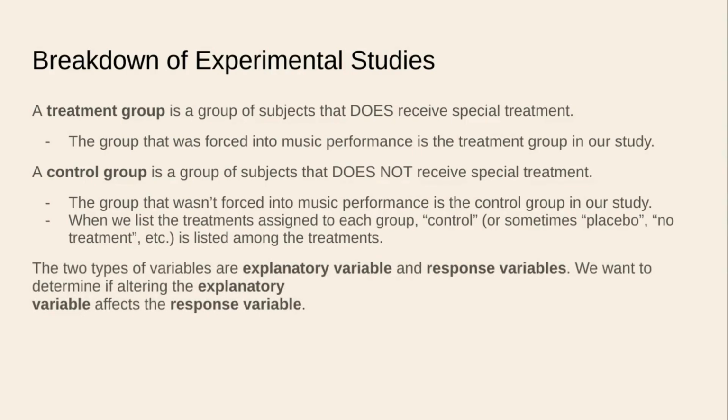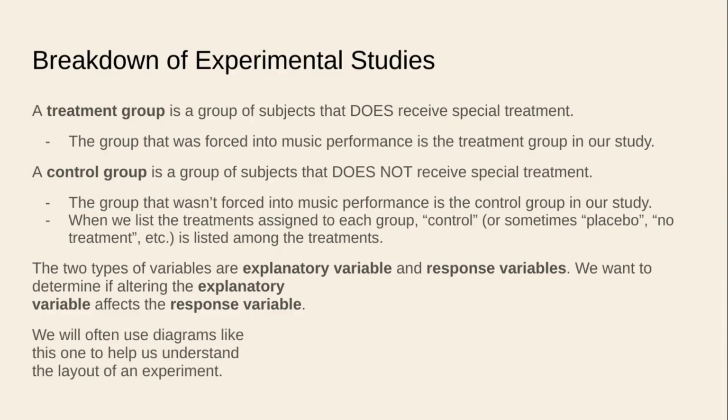So the two types of variables that we're going to talk about are explanatory and response variables, as I mentioned before. We want to determine if altering the explanatory variable, changing the value of the explanatory variable, affects the response variable in some measurable way. And we're often going to use diagrams like this one to help us understand the layout of an experiment, how we see if a change in that explanatory variable's value affects the response variable.